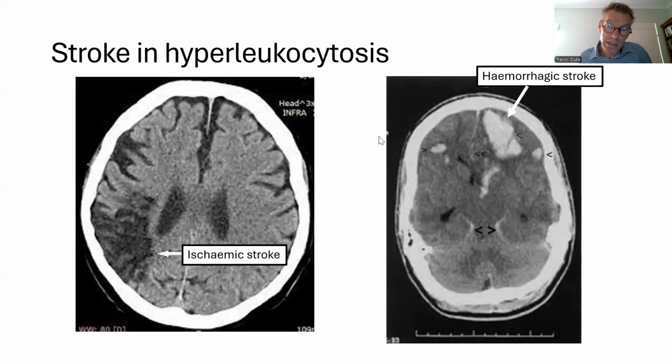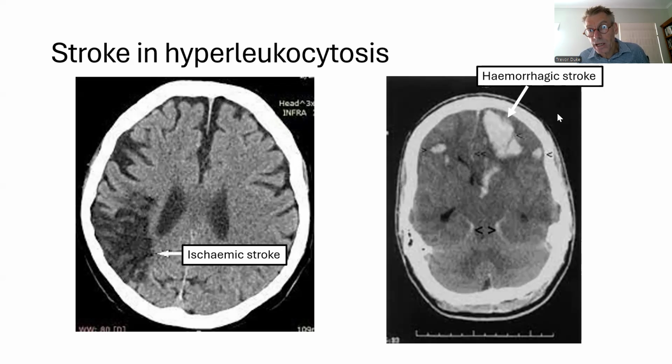And on the right-hand side is a hemorrhagic stroke, the hemorrhage being the whiteness, and the ischemia being edema, or ischemia being the blackness, the low attenuation compared with the very high attenuation of the hemorrhage. Hemorrhagic strokes occur because patients who have hyperleukocytosis and coagulopathy or a hypercoagulable state end up having a consumptive coagulopathy. So they consume a lot of clotting factors, and then they're at risk of bleeding.